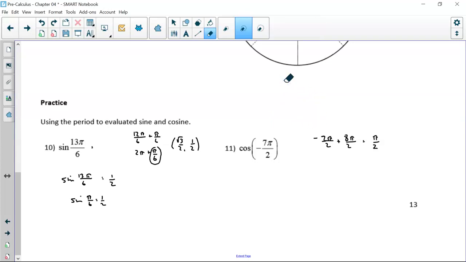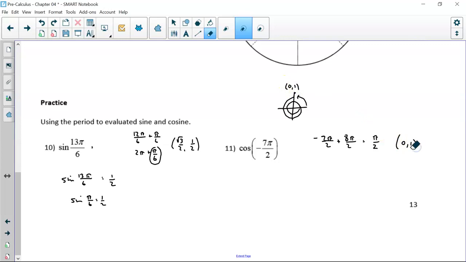Ignore that, I forgot my over 2's. So pi over 2, 2 pi over 2, 3 pi over 2, 4 pi over 2, 5 pi over 2, 6 pi over 2, 7 pi over 2. You can see that's the same as pi over 2. And whenever we have a pi over 2, it's going to be at 0, 1 for this one.